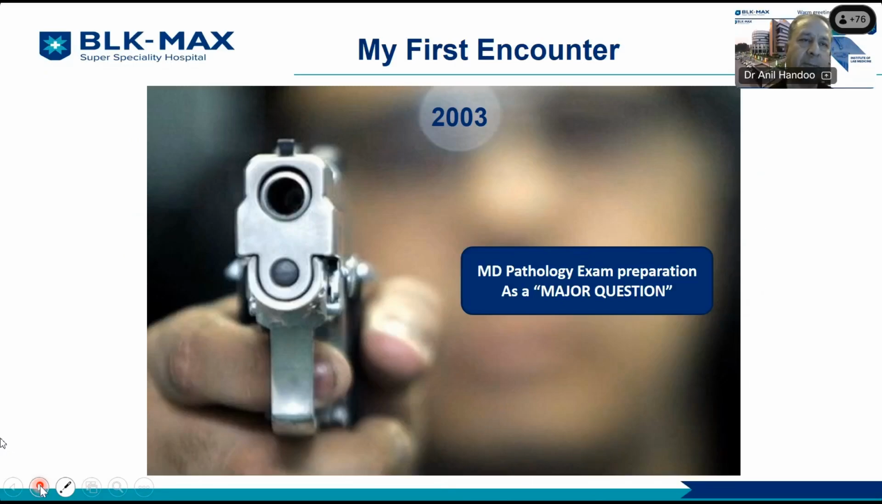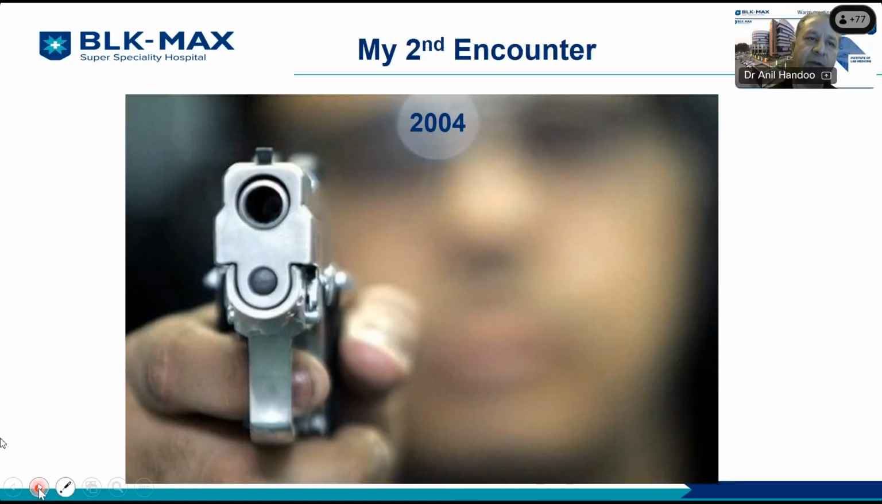But when we talk about quality per se, how does it come to us as a medical college student? For me, way back in 2003, when I was appearing for my MD pathology exam, this was nothing but a major question. And we obviously would have read about it the same way and tried to vomit it out.